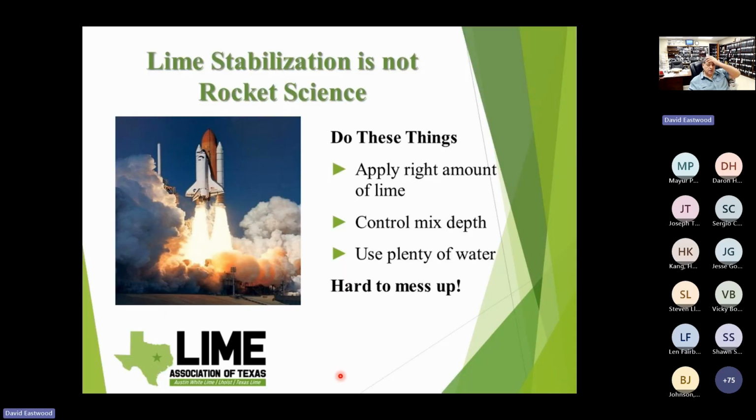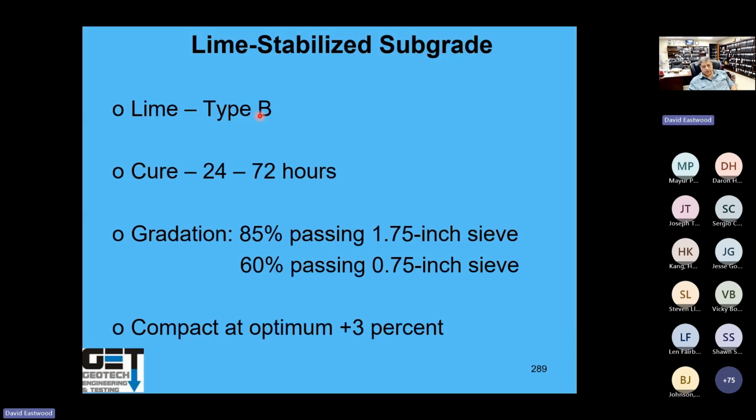Lime stabilization, say it's not rocket science. You have to apply the right amount of lime, usually whatever it is, plus 1%, because you waste some of it during the construction. Control the mix depth. If your stabilization is 8 inches, don't mix to 10 inches. That's not acceptable. Use plenty of water. Use type B lime, let it cure 72 hours. After the stabilization, you're going to have gradation: 85% pass 1.75 inches, 60% pass the 0.75 inch sieve. Compact at optimum plus 3%.